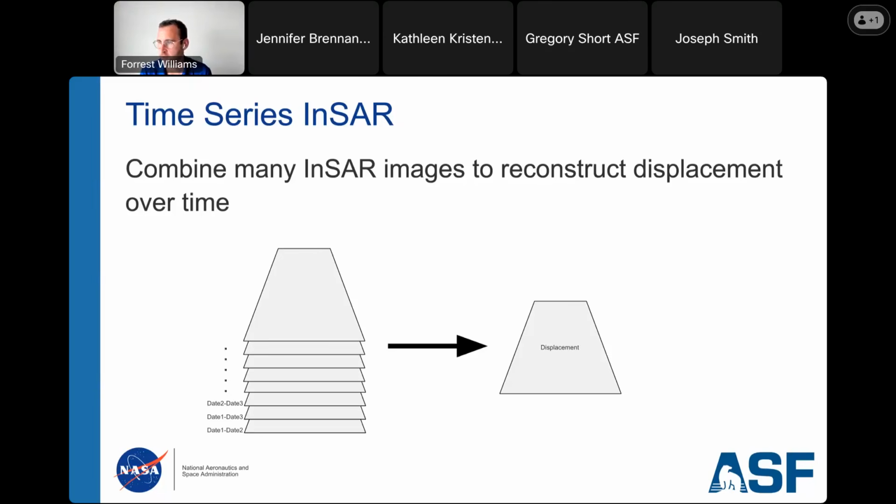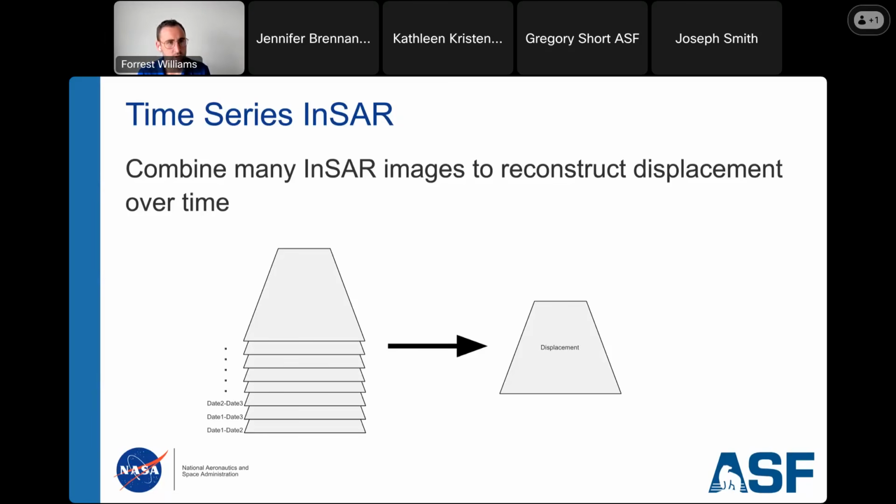A couple of common sources of this are some change in the amount of time it takes the signal to go from the satellite down to the ground and back because of changes in the atmosphere. You also just have random noise in your analysis. And then you also have random variations on the Earth's surface, say from shrink-swell of soil or changing vegetation or things like that.